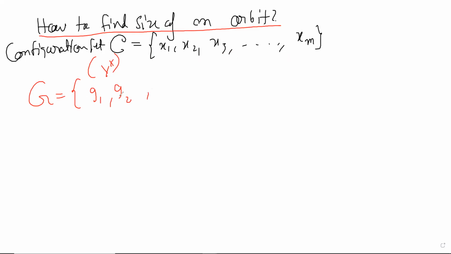Okay, we have g1, g2, g3. So these are your motions, rotations or whatever you can think of in your head. Otherwise it can get a little tricky.